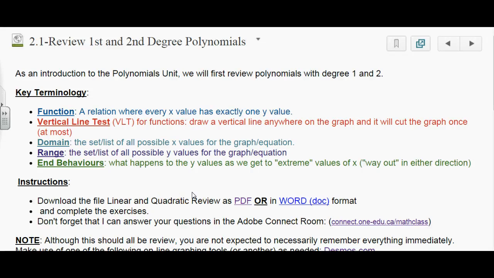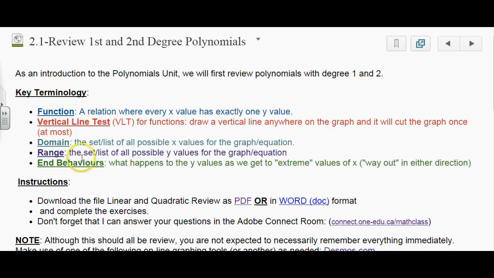Okay, so I'm hoping today's stuff should be pretty self-explanatory. We're moving into the polynomial section, and as you can see here, I've got a breakdown of what we're doing. As an introduction, we're going to start with reviewing first and second degree polynomials. So first degree polynomials will be linear, second degree polynomials will be quadratic. So more or less what you did in grade 9 and then in grade 10 and into 11.